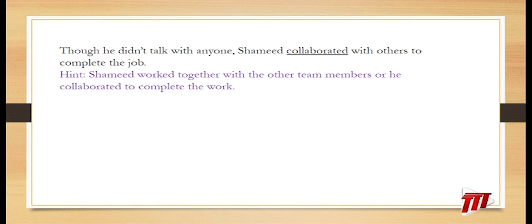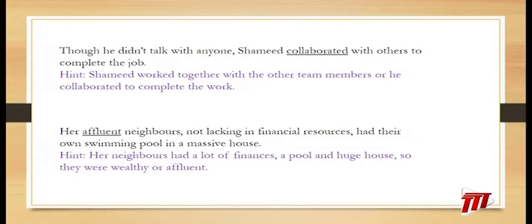Isn't that easy? You too can look at sentences and figure out the meanings by inferring what is meant when you read it. Let's look at another example. Her affluent neighbors, not lacking in financial resources, had their own swimming pool in a massive house. What does the word affluent mean?